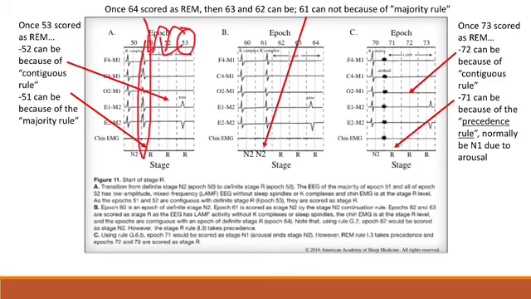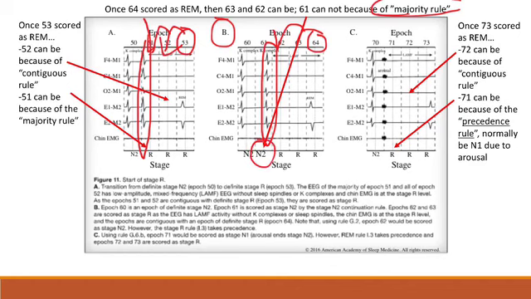So let's go to example B. Once 64 scores REM, then 63 and 62 can also be scored as REM based off the contiguous rule, right? Now 61 cannot be considered REM because of the majority rule. Why is that? Because the K complex happened in the second half of that epoch, therefore keeping it as stage 2.